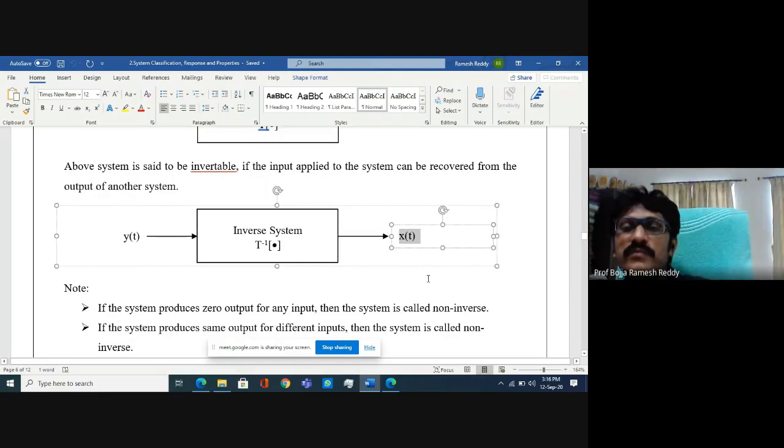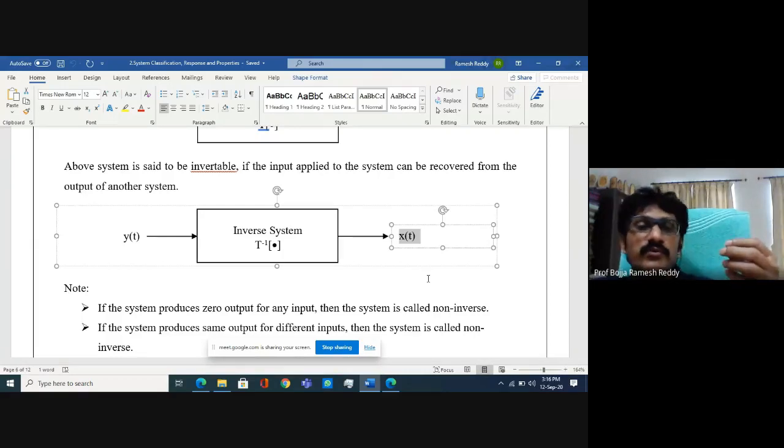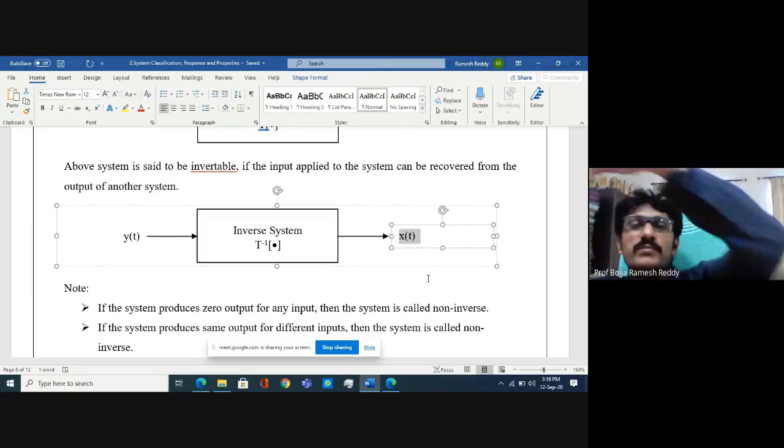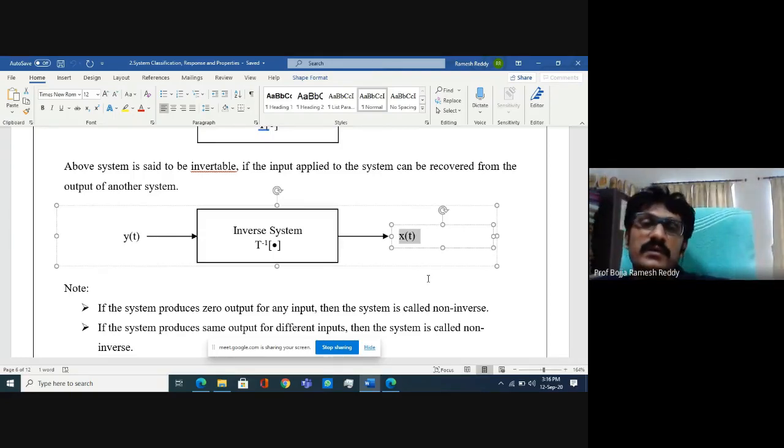After completion of your system design, give some input and observe the output. You get some output. Give that output as input to one more system, maybe like a cascading arrangement. Here two systems are connected in cascade. Initially, we are giving some input. As an intermediate result, we are getting some output. That intermediate result is fed to the second system and we get the first original input back. This is called recovering the original input.